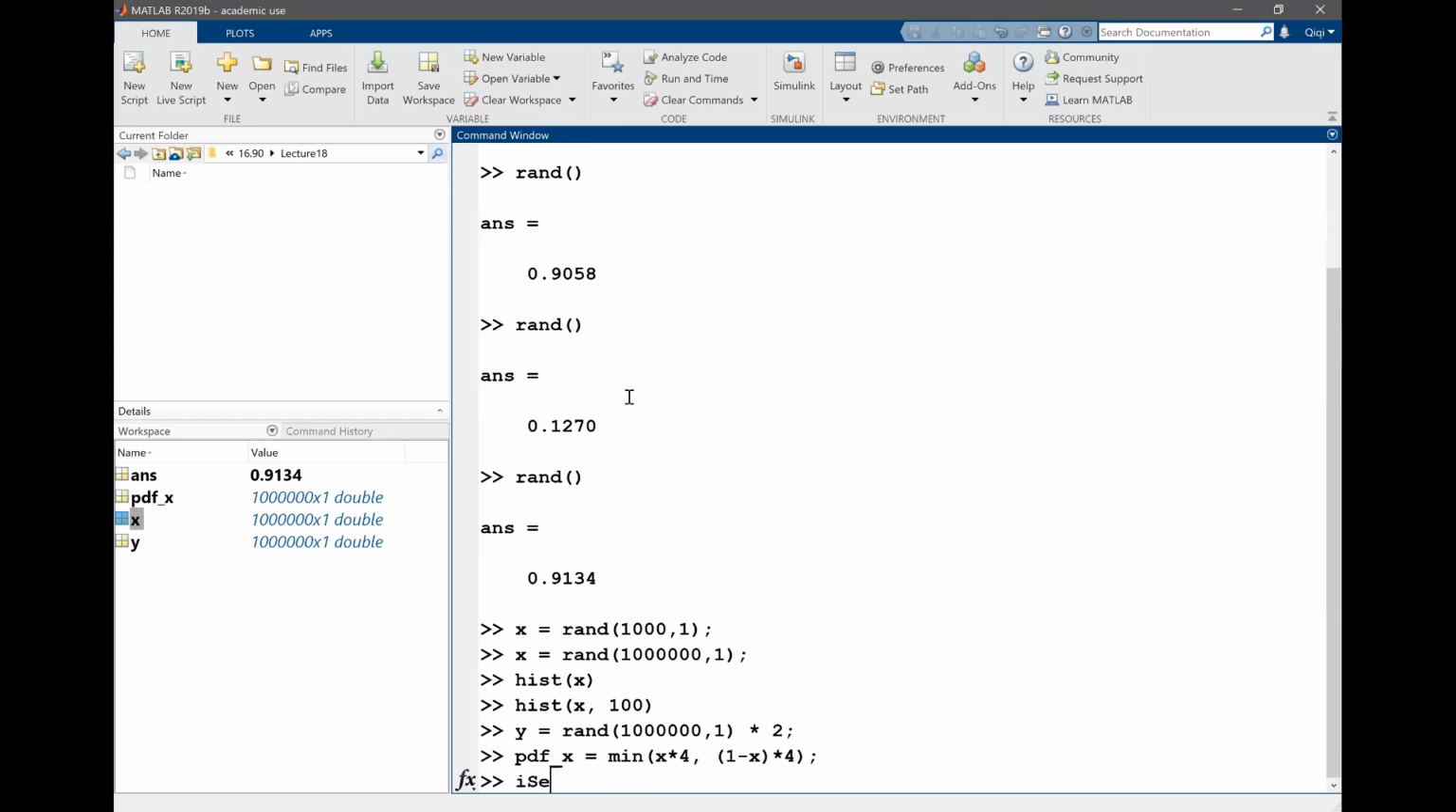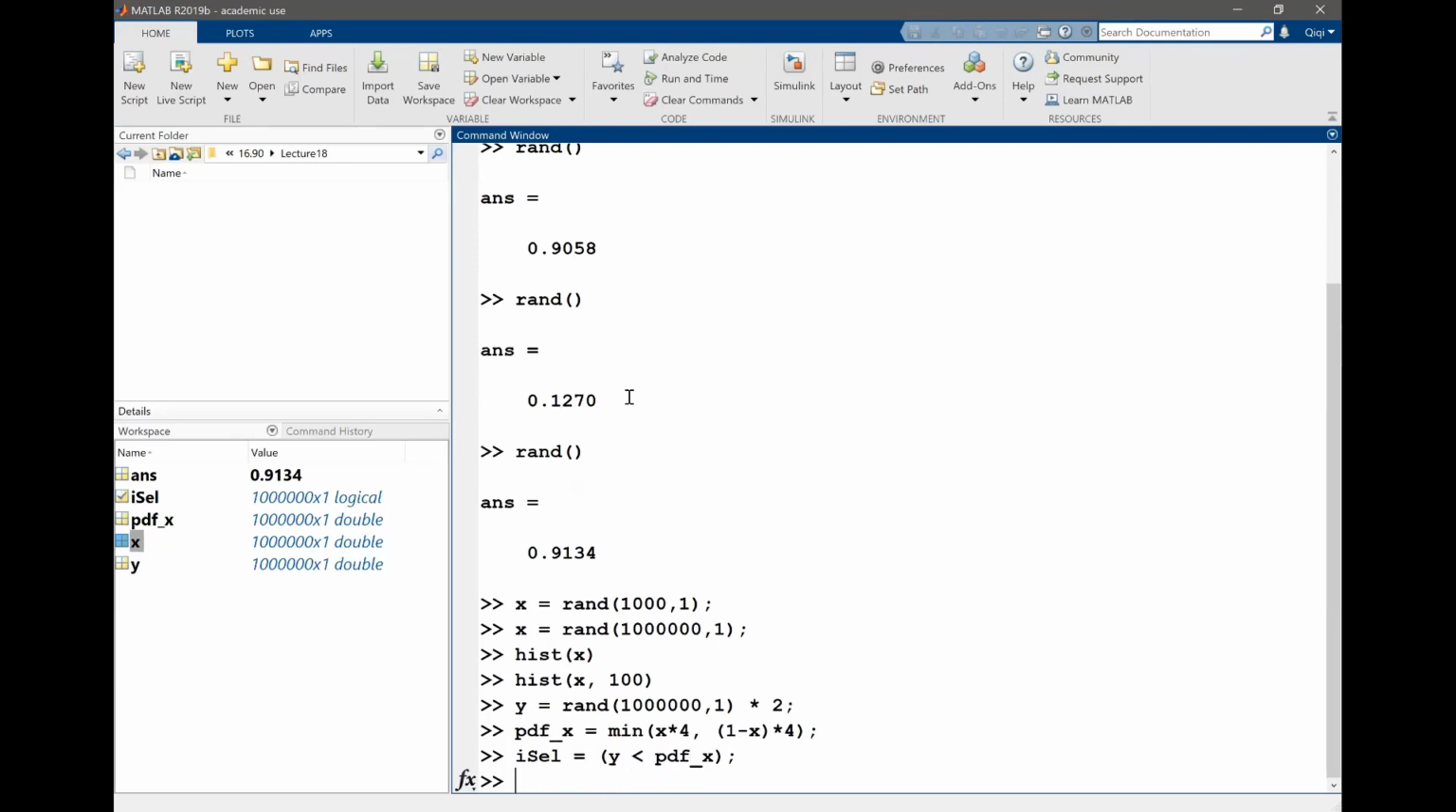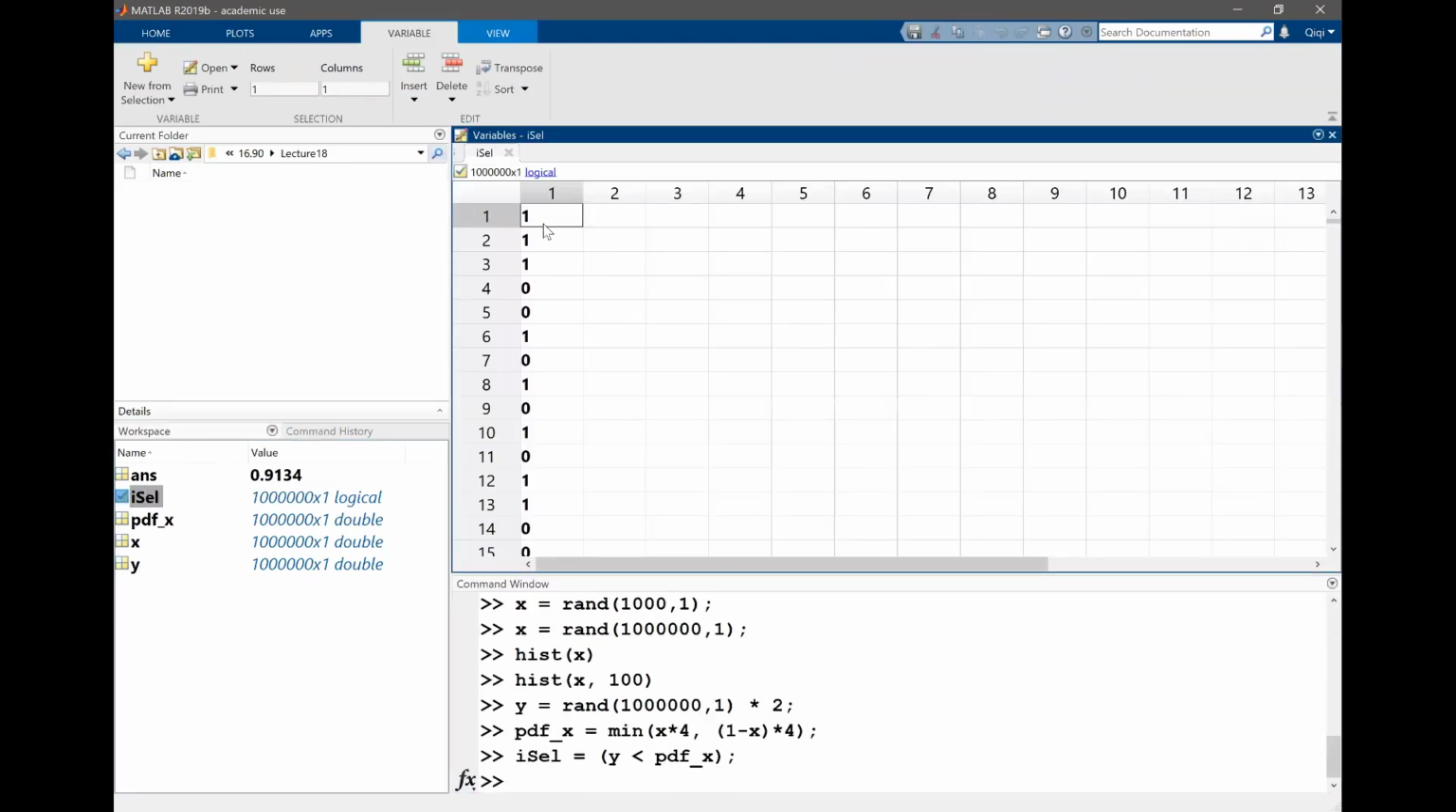And I'm going to be computing this Boolean variable. I'm going to accept that x or reject that x depending on if y is less than the PDF of x or not. So now if you look at this I cell, it's going to be either true or false, right? 1 is logical type, 1 means true, 0 means false. So that means I'm accepting sample 1, 2, 3. I'm rejecting sample 4, sample 5, accepting sample 6, rejecting sample 7, etc.